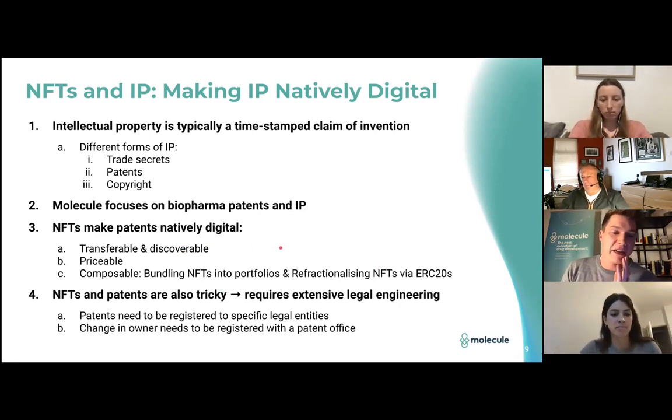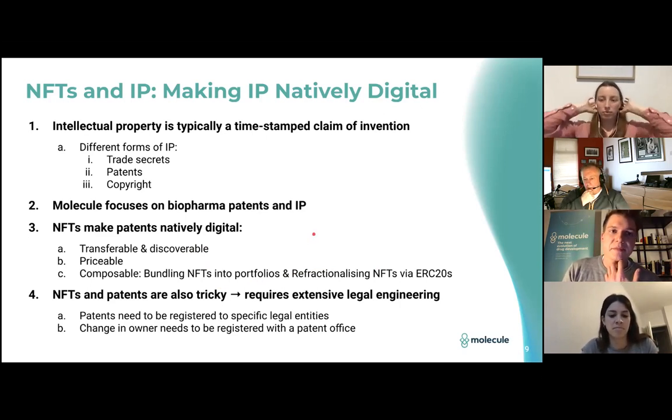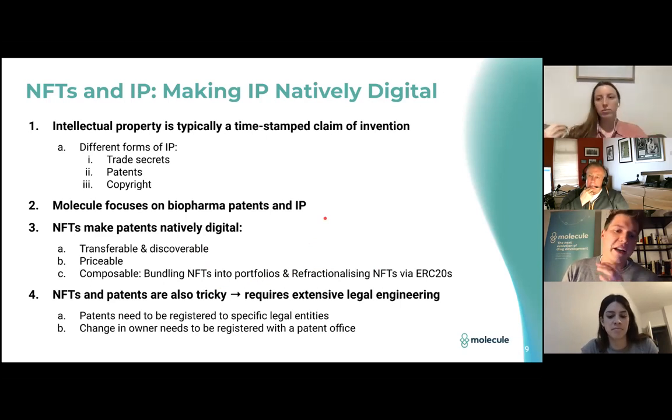NFTs and patents are also really tricky, and it requires extensive legal engineering. Patents need to be registered to specific legal entities, and a change in ownership needs to be registered with the patent office. So it's not as easy as sending around a CryptoKitty. You would need to constantly update the real-world legal owner. One way to get around that is to simply place the patent into a special purpose vehicle and then attach ownership of that to the NFT. So then you always have the same legal entity that actually holds the IP.